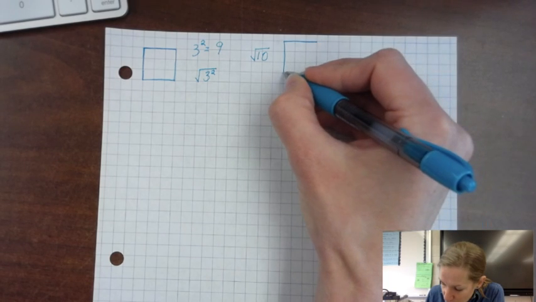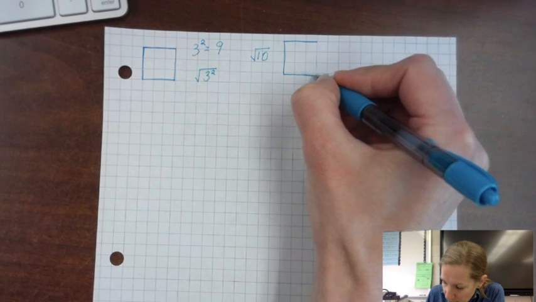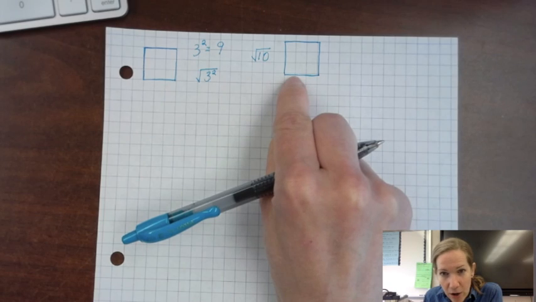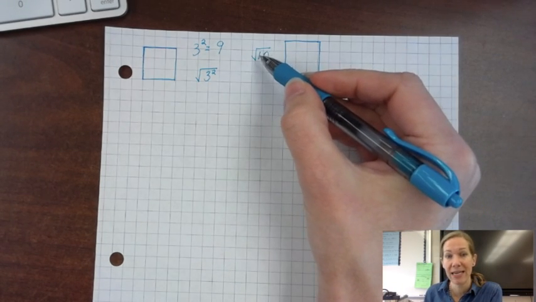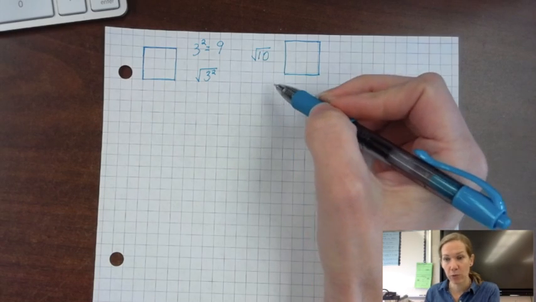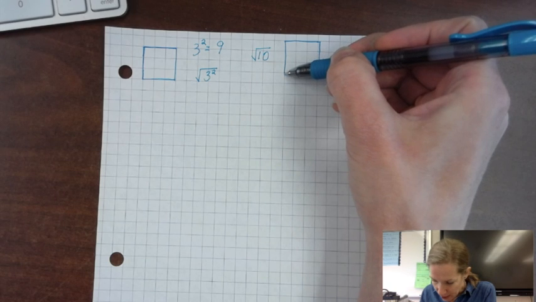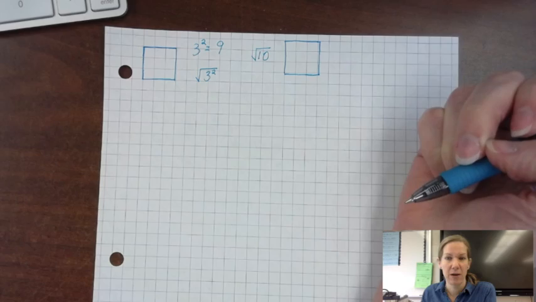So it's going to be just bigger than a 3 by 3. Kind of hard to see, but you can see that it's just bigger. And that's why the square root of 10 is not 3, it's 3 point something. Because look here, 3, and then a little tiny piece, or point something, of the next square.